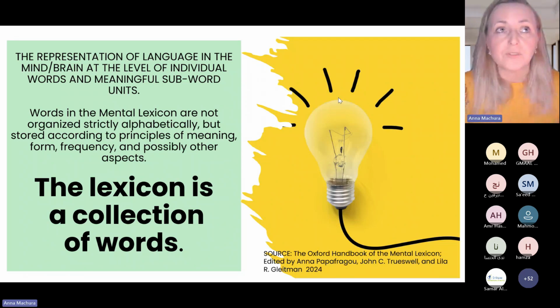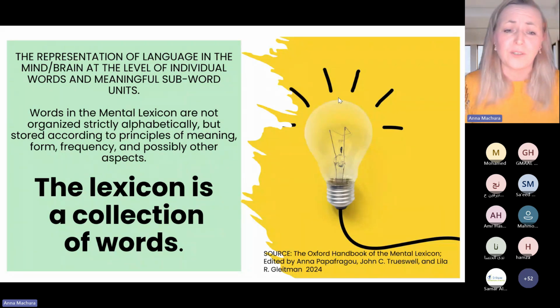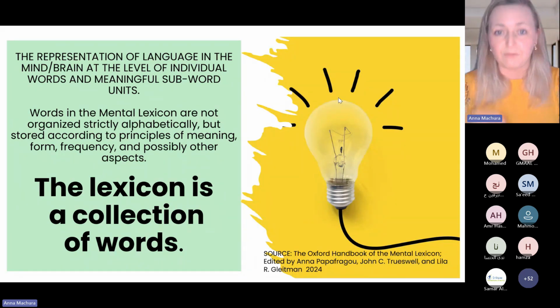Explaining in simple terms, always do that, please, to your students. Make sure, double check, if they understand those definitions. Just tell them you need to have a good collection of words. Well, they are not organized like in a dictionary alphabetically, but by different principles, form, frequency, how often you use them, different aspects. But remind them, okay, guys, work on that. Invest in your vocabulary bank.